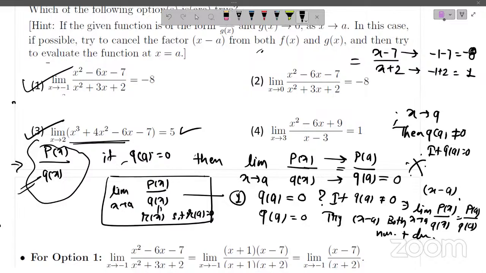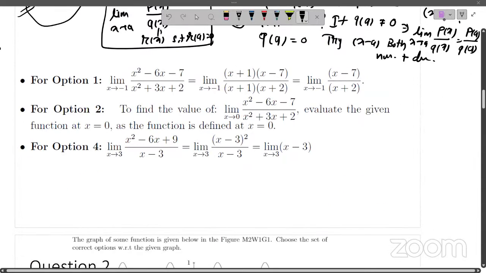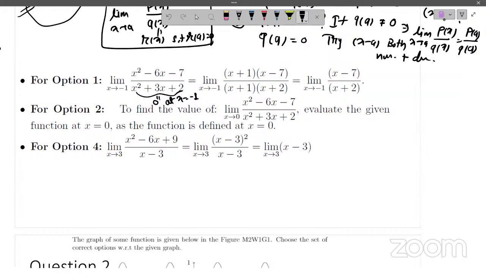Now I'll go to the question. First we observe that this will become 0 at x equals minus 1, so we'll try to factor out x plus 1. It turns out that we can cancel x plus 1 from both numerator and denominator, so we get something simpler. So this is your r(x), right? You observe that r(minus 1) is minus 1 plus 2, which equals plus 1, so it is not equal to 0. That means I can put the value of x and get our limit. So this is the solution of the question.